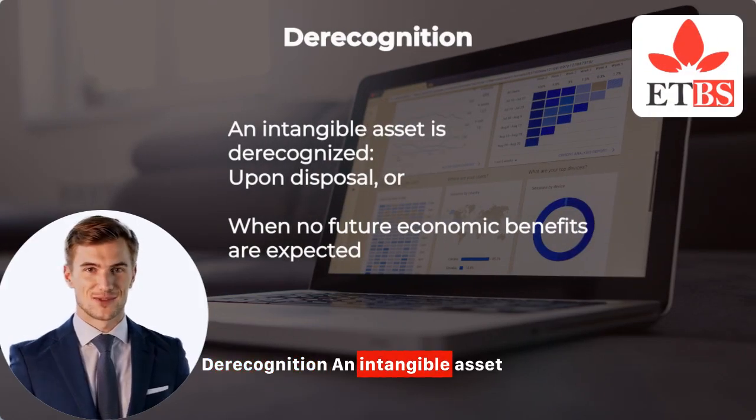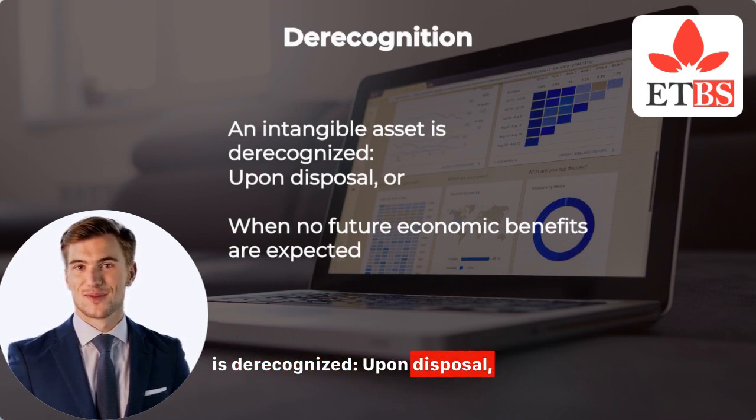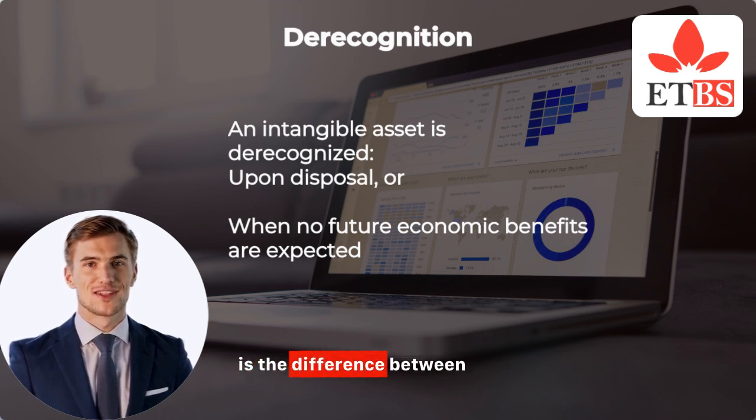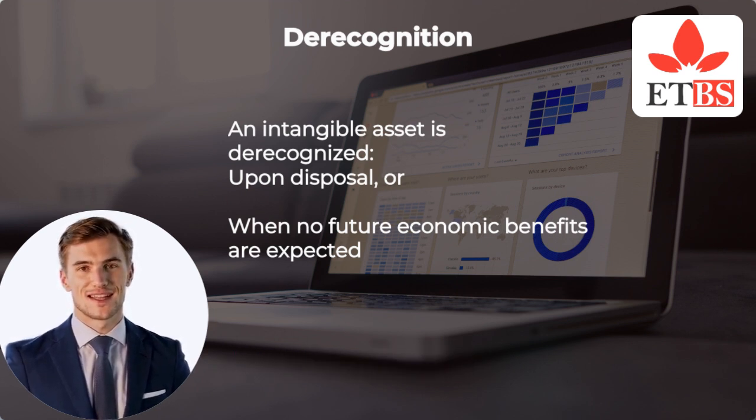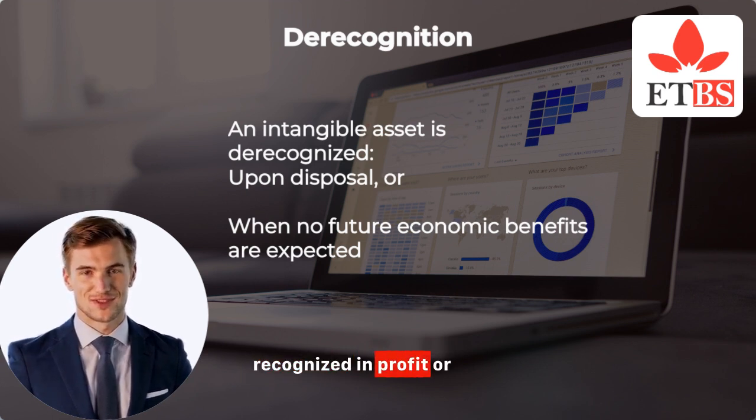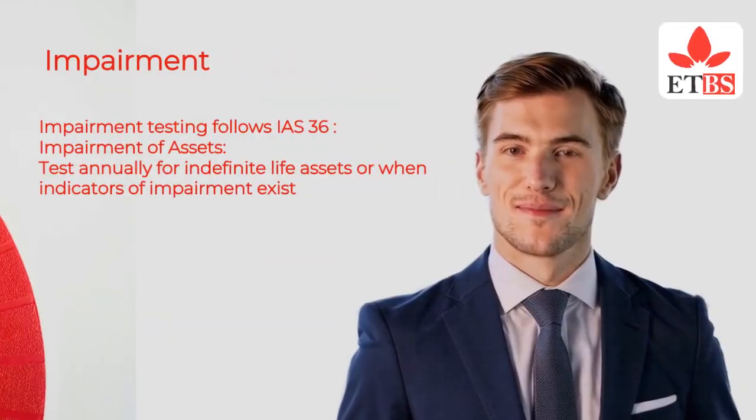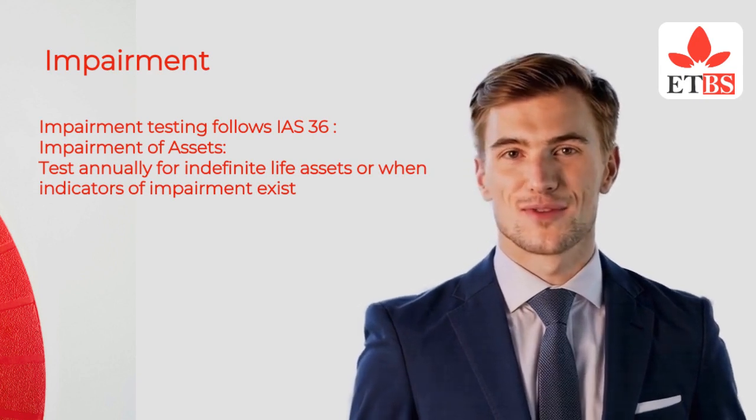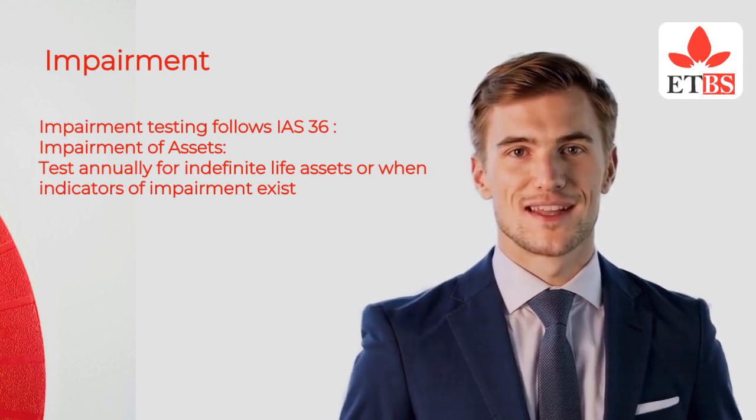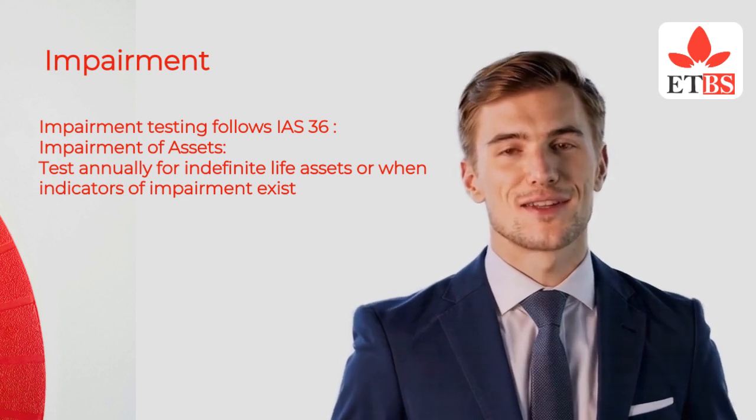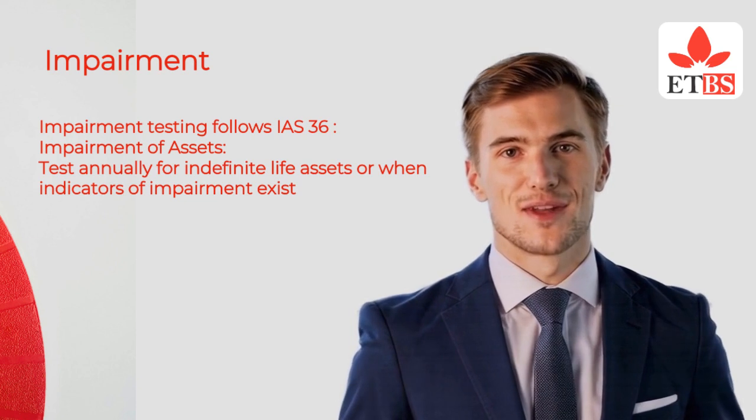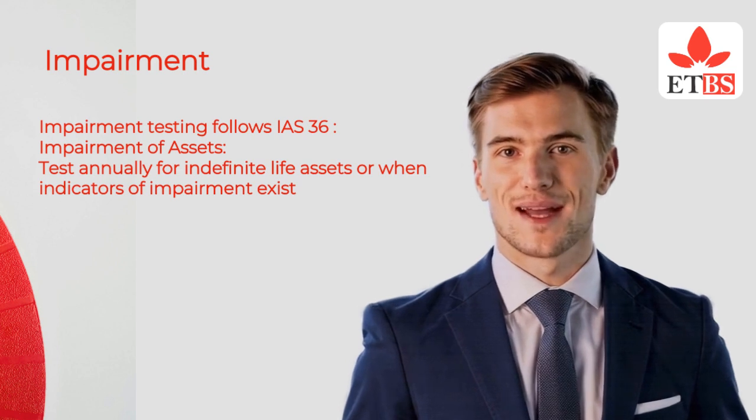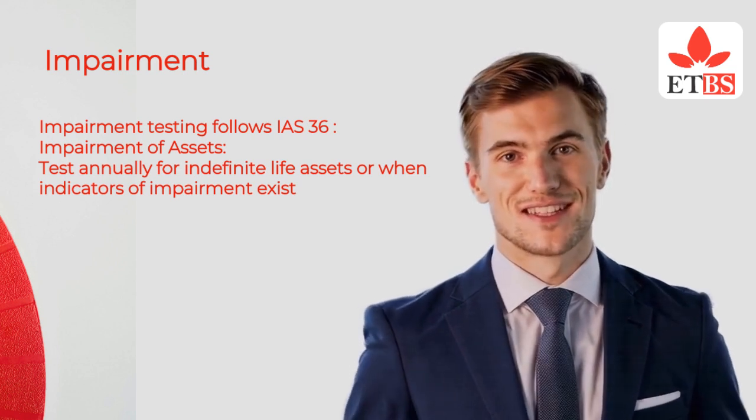Derecognition. An intangible asset is derecognized upon disposal or when no future economic benefits are expected. The gain or loss is the difference between net disposal proceeds and carrying amount, and is recognized in profit or loss. Impairment. Impairment testing follows IAS 36. Test annually for indefinite life assets or when indicators of impairment exist. Impairment losses are recognized in profit or loss. Goodwill and intangible assets with indefinite lives must be tested for impairment at least annually, even if no indicators exist.